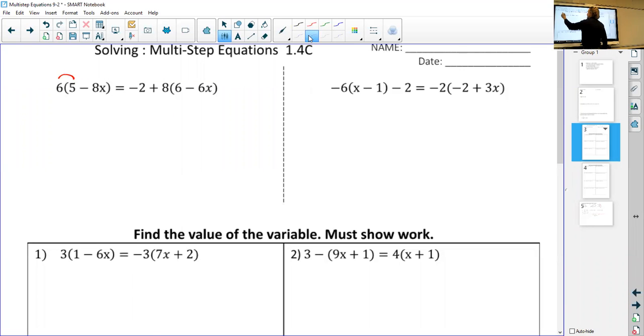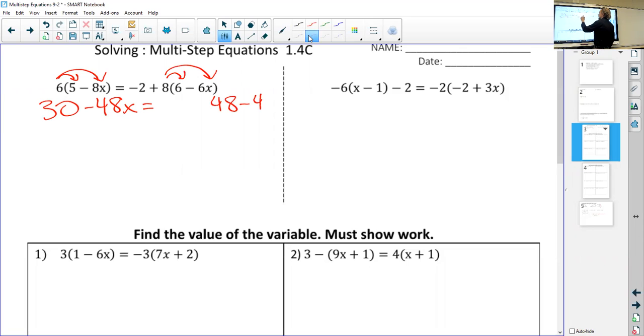6 times 5 and 6 times negative 8x, that's going to give us 30 minus 6 times 8 is 48x equals, I would do the same thing on the right hand side. So 8 times 6 is 48 minus 8 times 6 again, and it's 48x. Bring this 2 down. Okay.